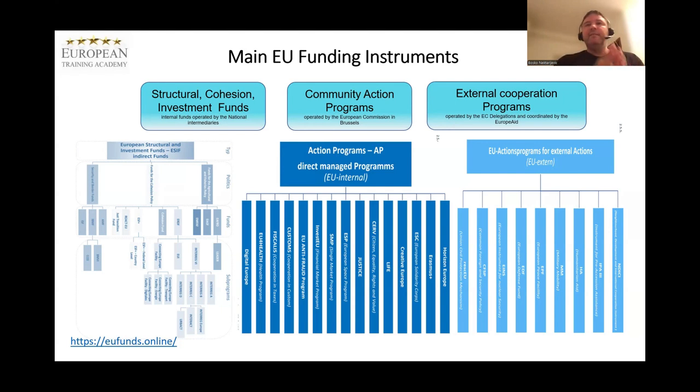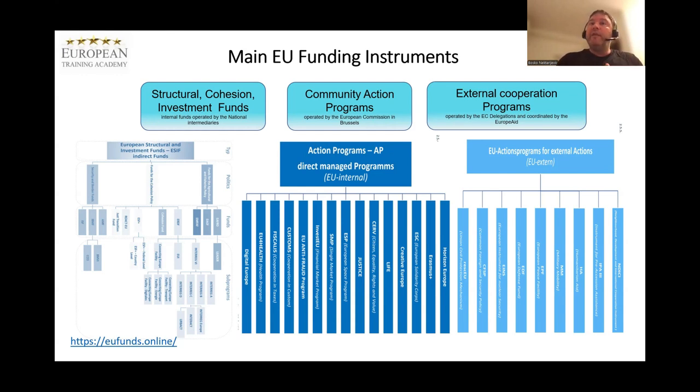So this is the overview of all instruments, and they're divided here into 3 groups based on who decides who gets the money. So we have structural cohesion and investment funds, which is the first group on the left, and those are operated by the national governments of the EU member states and regional agencies or similar agencies. Now, that's the largest part of the budget.